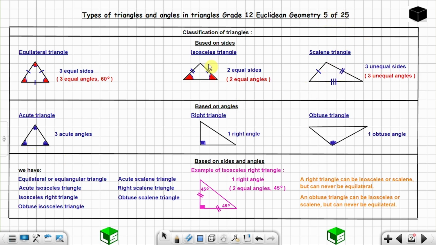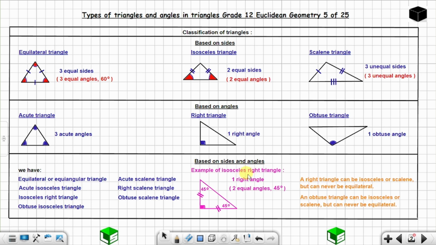Okay, now classification based on sides and angles. We are going to have equilateral or equiangular triangle. You are going to have acute isosceles triangle, isosceles right triangle, obtuse isosceles triangle, acute scalene triangle, right scalene triangle, obtuse scalene triangle. So this is an example of an isosceles right triangle.